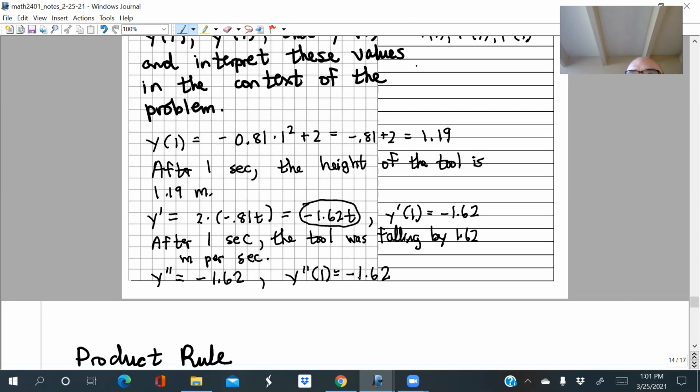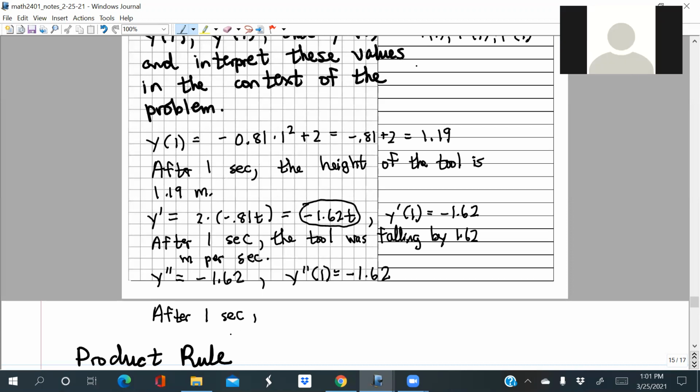Okay, so wow, our height. So now how do we explain this? Okay, so we can start pretty easy. It's after 1 second, right? What's happening? Well, second derivative is just like the second rate of change, right? Yeah, so something is falling or something is decreasing, right? Okay, but what is it that is decreasing? It's not the tool, okay?